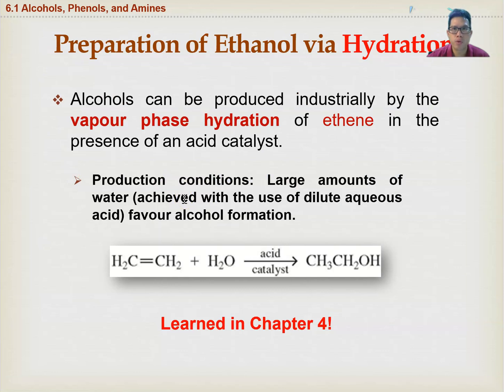So alcohol can be produced industrially by vapor phase hydration of ethene. Other than the fermentation process, you can go through this reaction, the hydration of the alkene, and you can create ethanol. So we have learned this previously.